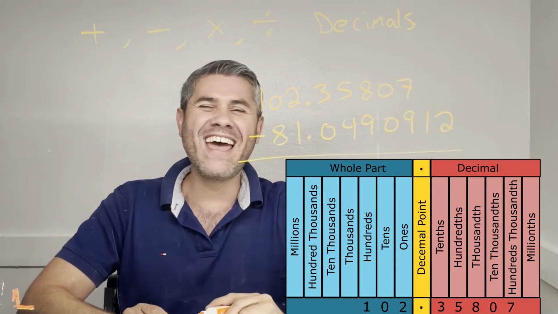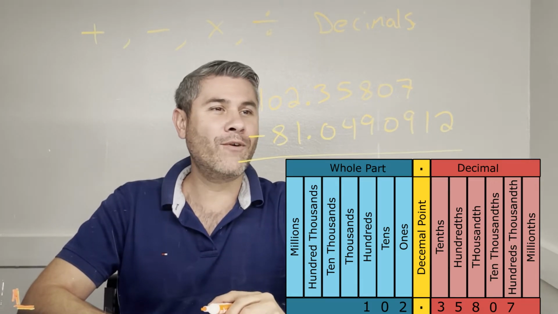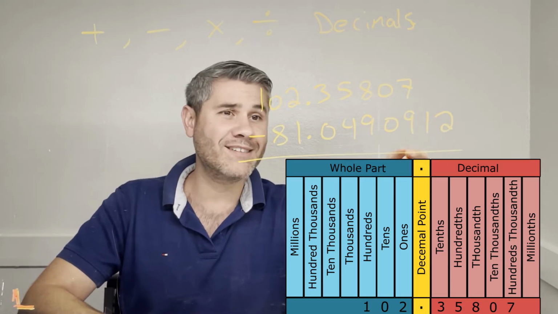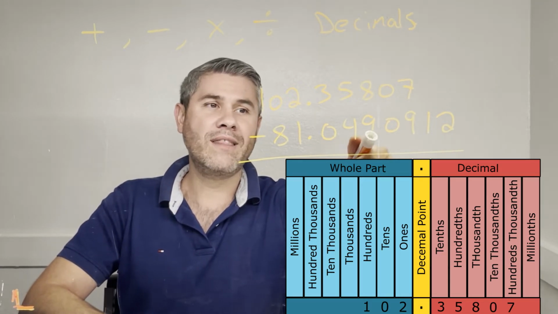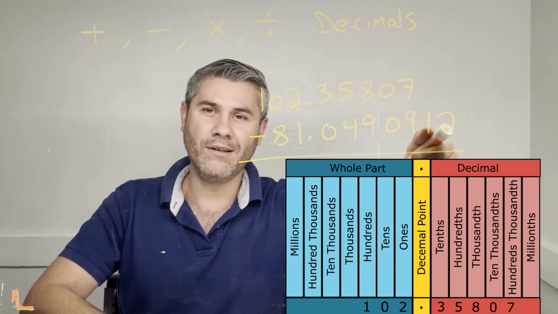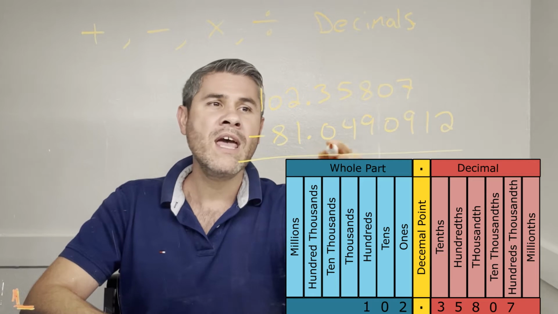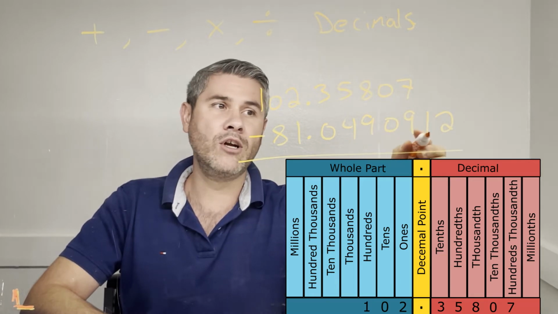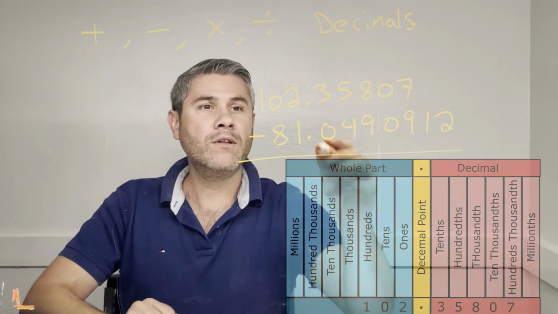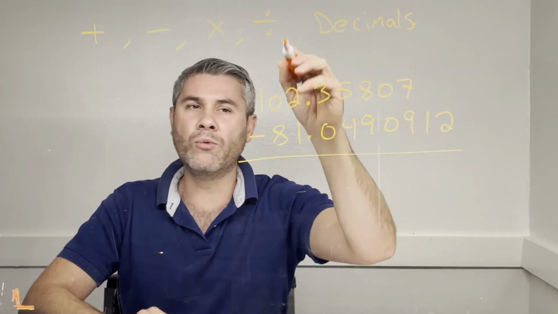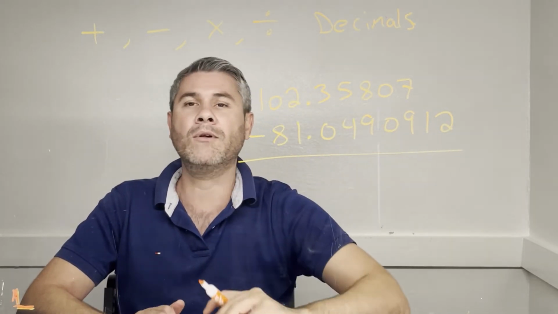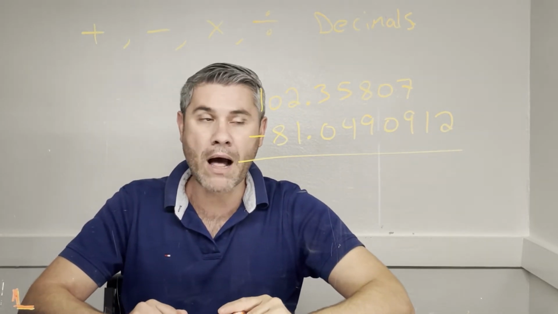It's 81 and 490,912. I'm pretty sure that's like 10 millions. Tens, hundreds, thousands, 10,000s, 100,000s, millions, 10 millions. So again, the number would be 81 and 490,912, 10 millions. So the numbers are aligned. The decimals are aligned. Everything is in the right place values. 1s with 1s, 10s with 10s, and all of the decimals with their corresponding place value.